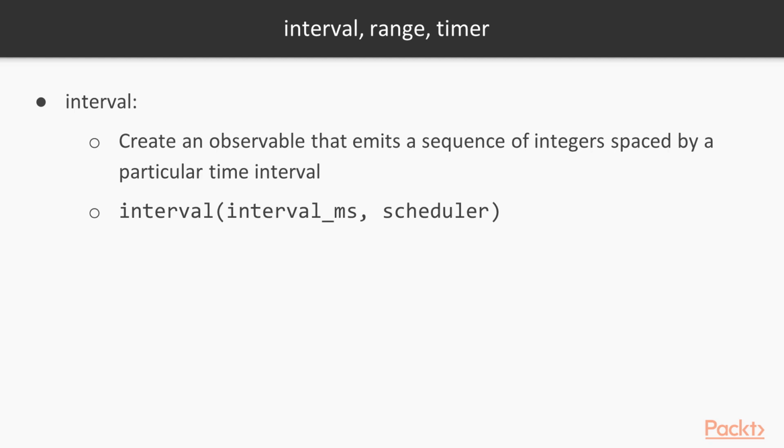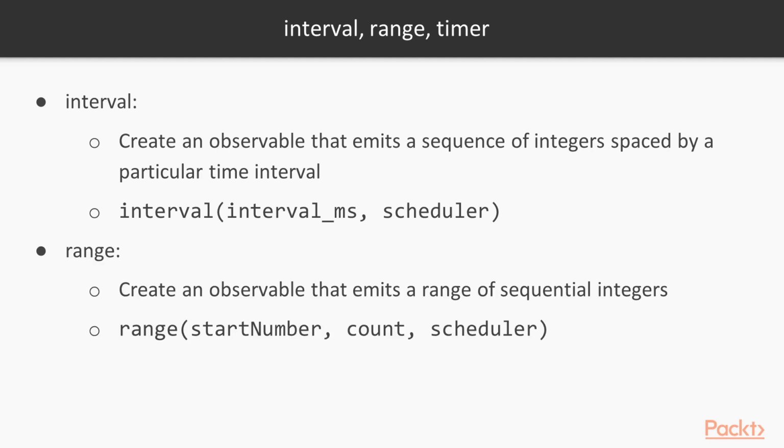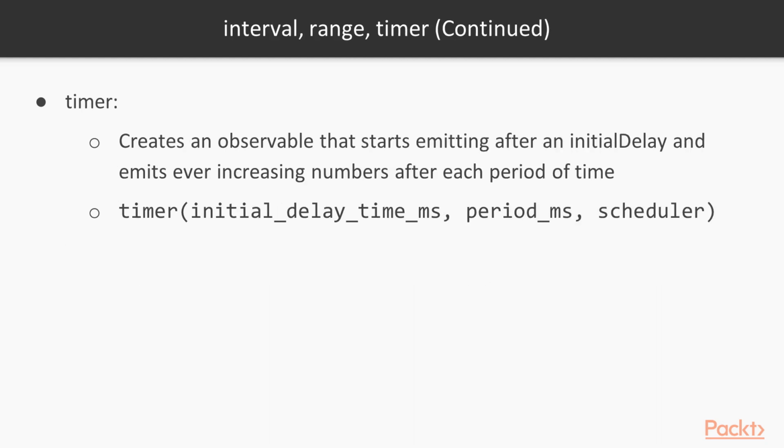Next set of observable creating functions, mostly used for learning purposes. Interval creates an observable that emits a sequence of integers spaced by a particular time interval. Range creates an observable that emits a range of sequential integers. Timer creates an observable that starts emitting after an initial delay and emits an ever-increasing number after each period of time.